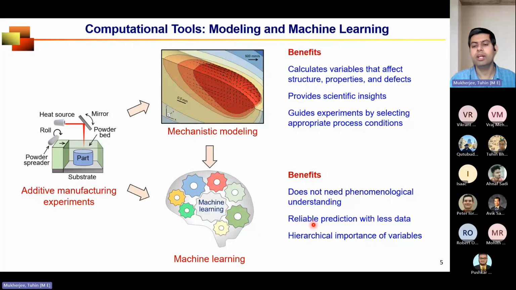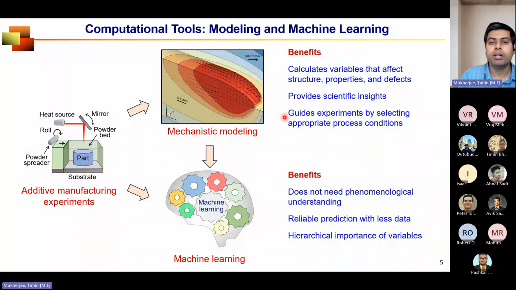One is we can predict microstructure, properties and susceptibility to defect formation with a small amount of data without the need for fundamental understanding. And the second, most important benefit, is we know the hierarchical importance of variables, like which variable is more important than the other, so that when you go and do the experiment, you control the most important variables and you save a lot of time and energy and money.